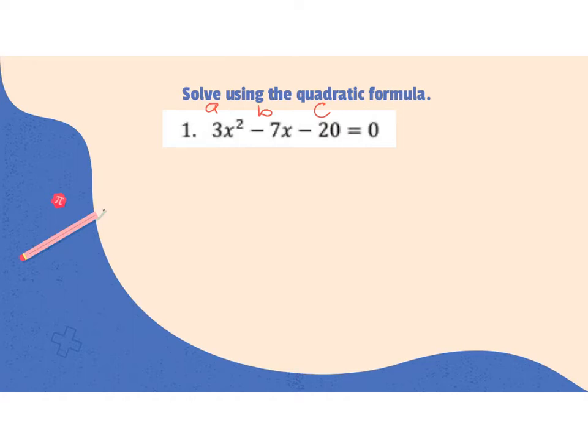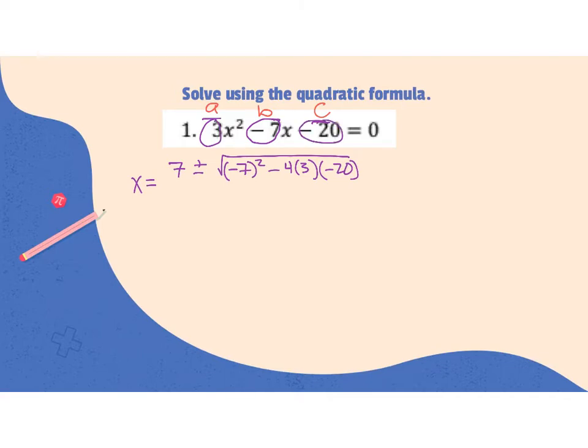Then after I've identified those, I want to plug them into the quadratic formula. So I'm going to have x equals the opposite of b. B is negative 7, which means the opposite of b is going to be positive 7, plus or minus the square root of negative 7 squared. Notice that I put it in parentheses. Opposite of b minus 4 times 3 times negative 20. That 3 and negative 20 come from the a and the c. So a is 3, c is negative 20.